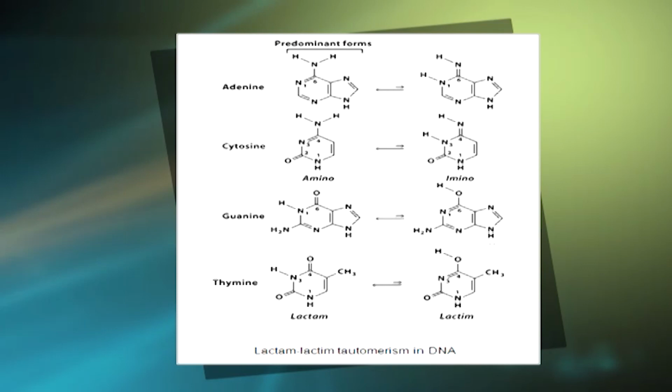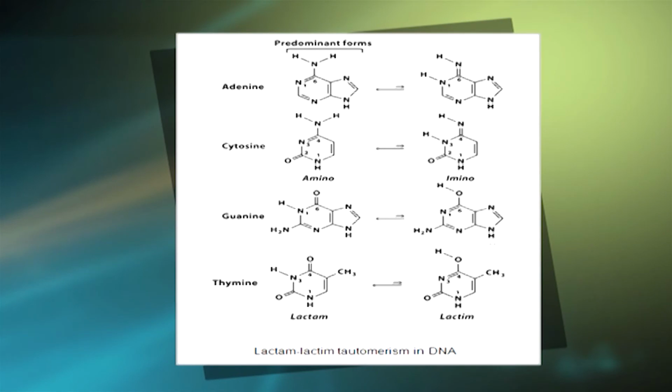Tautomerization usually occurs by the transformation of the amino group of adenine and cytosine to imino group by amino-imino tautomerization, or by the transformation of the keto group of guanine and thymine to enol group, which is keto-enol tautomerization. Here you can see a figure in which lactam-lactim tautomerism is represented in the DNA. The keto tautomer is called a lactam ring, whereas the enol tautomer is a lactim ring. The lactam tautomer is the predominant form at neutral pH.